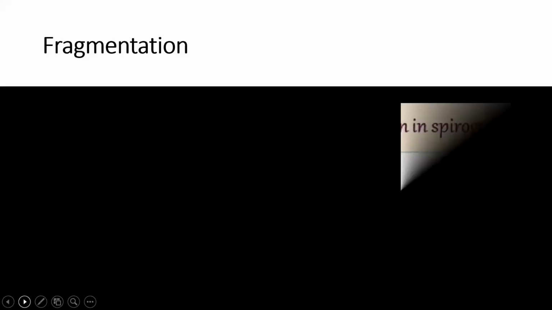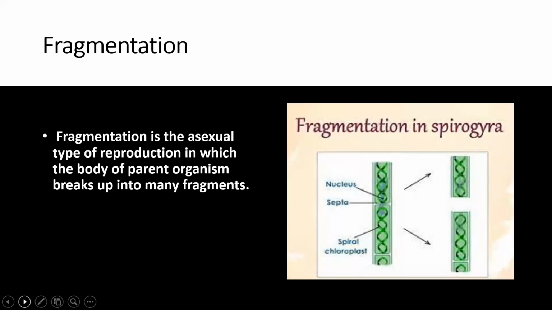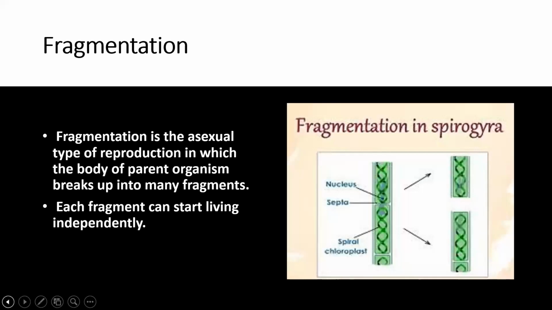Now, what is fragmentation? Fragmentation is the asexual type of reproduction in which the body of the parent organism breaks into many fragments. Fragments are basically small parts. If you see in Spirogyra, this is a parent organism. Because of the process of fragmentation, it is divided into parts. One breaks, it will become two. If it breaks again, it will become three, like that.